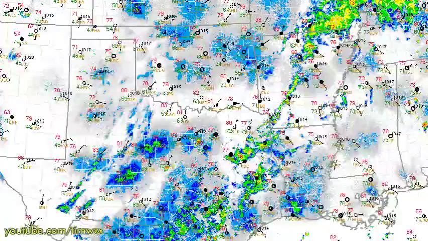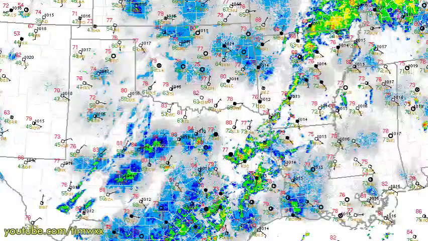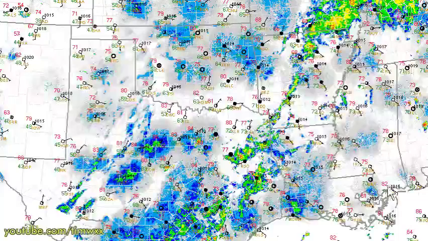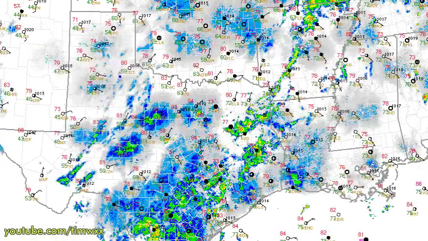Not a very efficient rainmaker here, these storms, but I'll show you the big picture of what's going on here. Here again, we're using the SPC mesoscale analysis. And let me see if my tool is working. Yeah, it is.